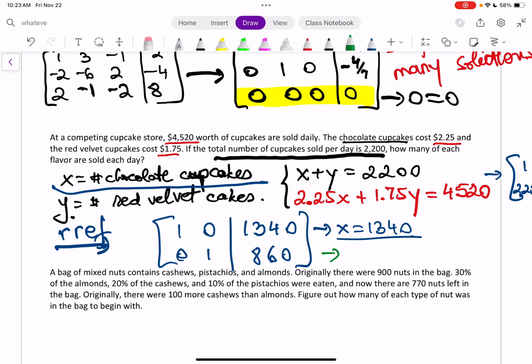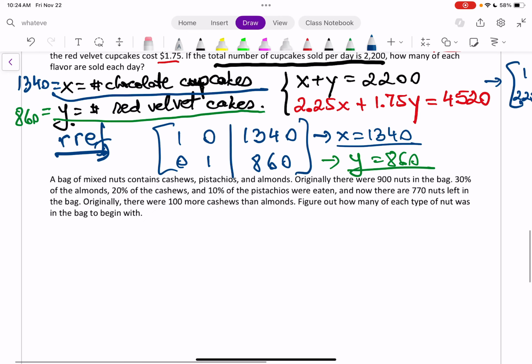The second equation says 1Y equals 860, and we already defined Y, so we don't actually have to write it out again. In other words, write the answers, because we see that X is the number of chocolate cupcakes, and we see that Y is the number of red velvet cupcakes, so you don't need to tell the story twice. It's in the words already.